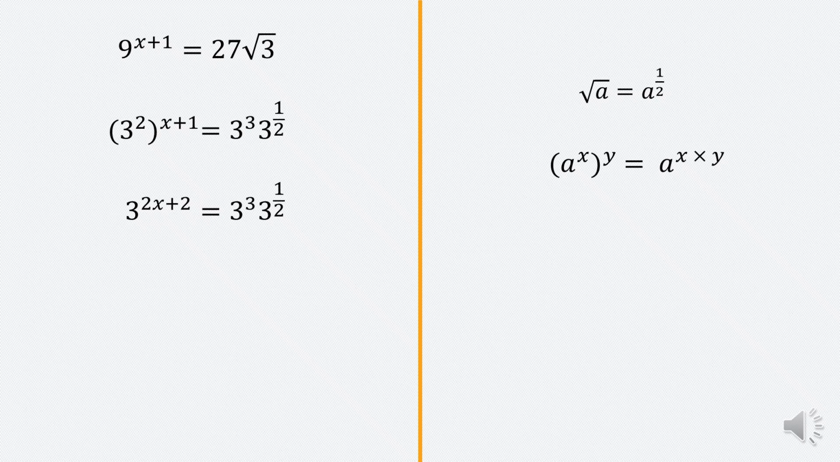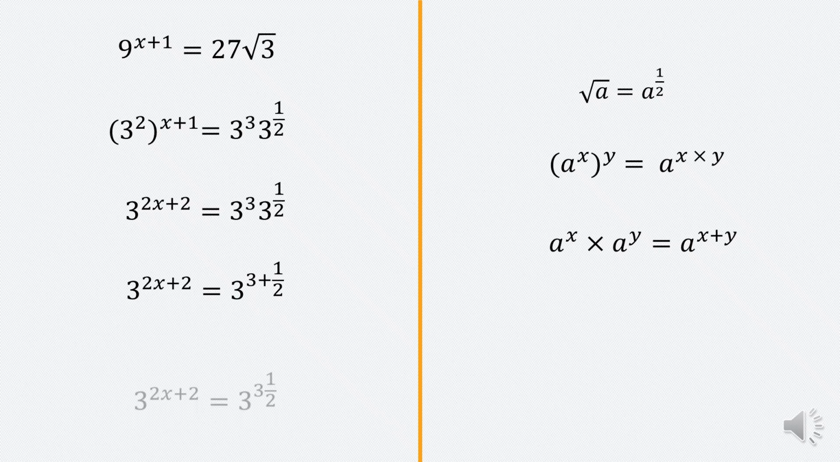The next thing is to apply this rule of exponents, which says a to the power x times a to the power y is equal to a to the power x plus y. So the right-hand side now becomes 3 to the power 3 plus half. We can simplify that to 3 to the power 2x plus 2 is equal to 3 to the power 3 and a half.